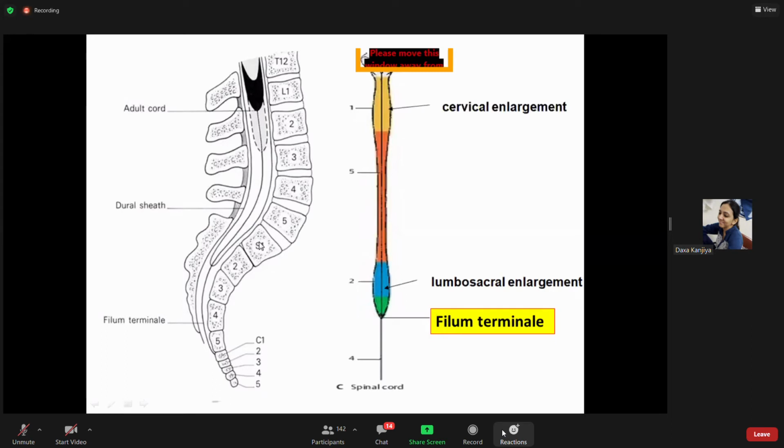So here you can see this is the S1 vertebra, S2, S3, S4 and S5. So what comes out through the sacral hiatus? Only the filum terminale, not the whole spinal cord. Other structures passing through the sacral hiatus are the fifth sacral nerve and the pair of coccygeal nerves. So these are the structures passing through the sacral hiatus. What is the filum terminale? It is nothing but the extension of the pia mater of the spinal cord.